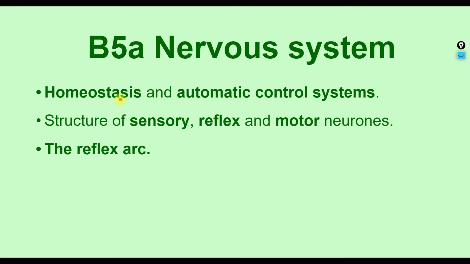Now, the way it does that is by using something called automatic control systems. We'll see what they are during this lesson. We're also going to have a look at the structure of sensory neurons and reflex neurons and motor neurons. And we're going to look at a simple circuit of 3 neurons. Just one sensory, one reflex, one motor. It can form something called a reflex arc. And it's one of the simplest ways that we can control behavior.